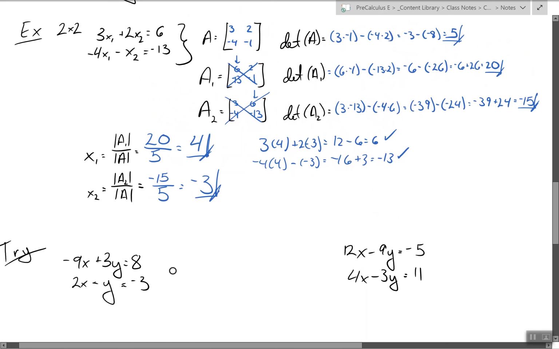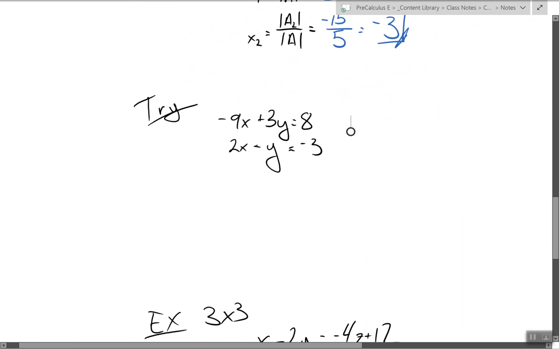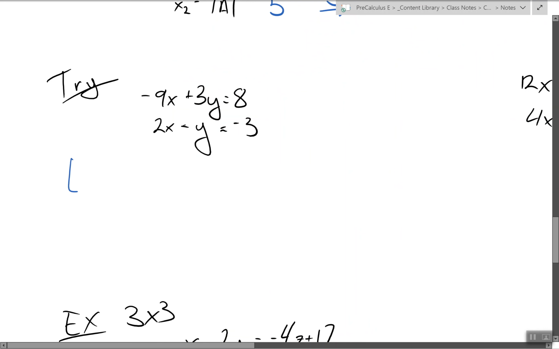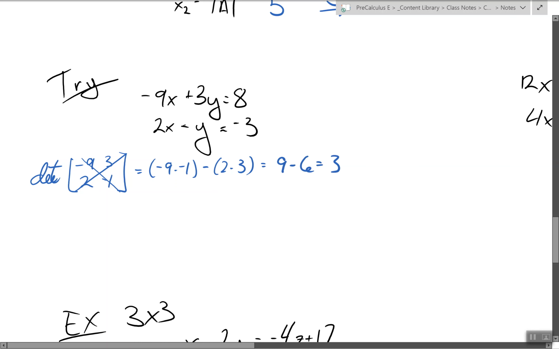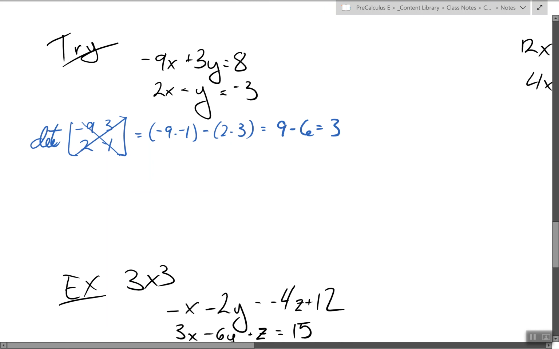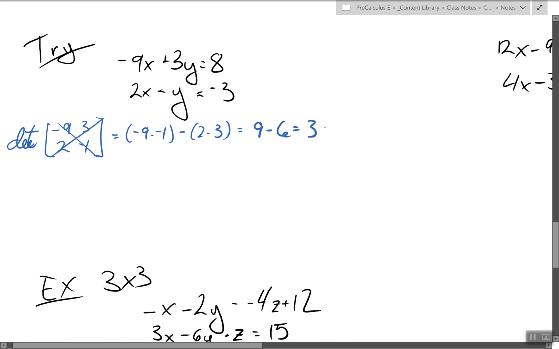So for this first one, we're going to start by just writing out what matrix A is. So A is negative 9, 3, 2, negative 1. And we're going to find the determinant of that. So we'll have negative 9 times negative 1 minus 2 times 3. So that is 9 minus 6, which is 3. All right, so now we're going to start replacing. That again is the determinant of A.